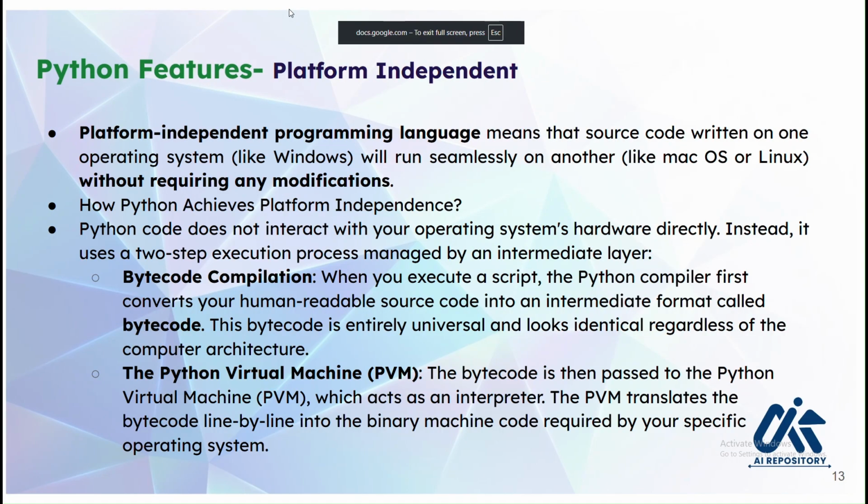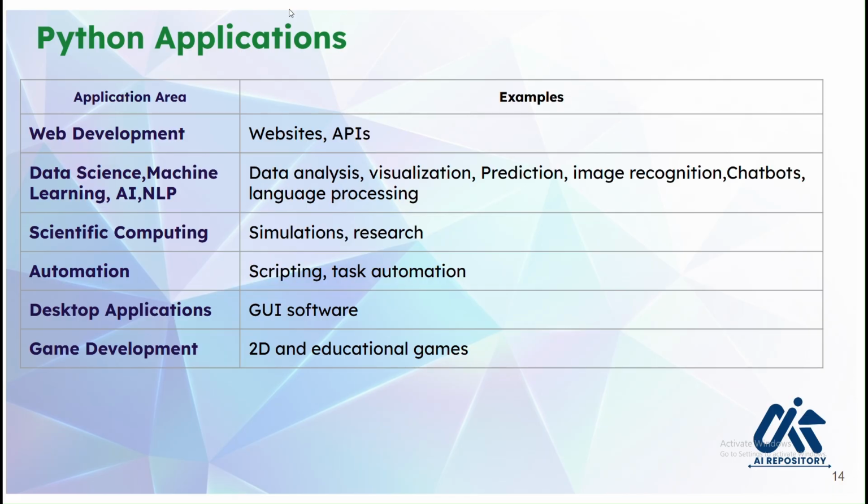The next is Python is a platform independent programming language. What does that mean? That means that you can run the Python code on any operating system. How does Python attain this feature? Through the two execution steps that we discussed. First is the compilation and the second one is the Python virtual machine. The bytecode generated during the compilation process helps Python to attain platform independence.